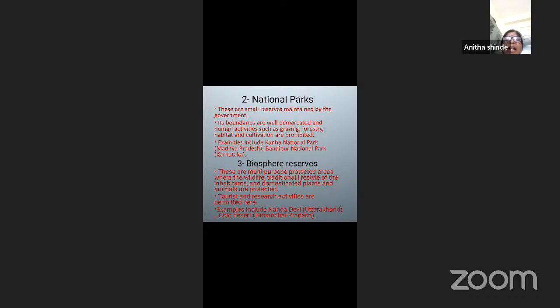So what are those? One is Kanha National Park in Madhya Pradesh, Bandipur National Park in Karnataka. So like this, we have a list of national parks. A number of national parks and a number of wildlife sanctuaries are there. You can list them and give the examples.